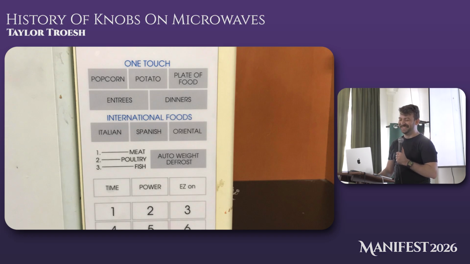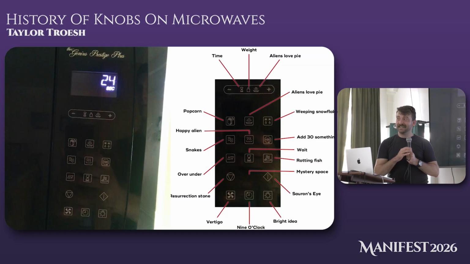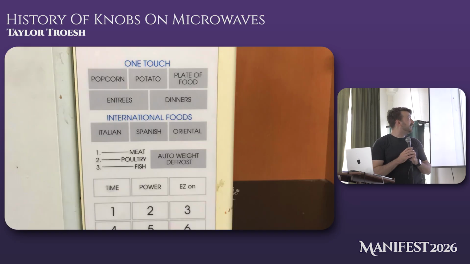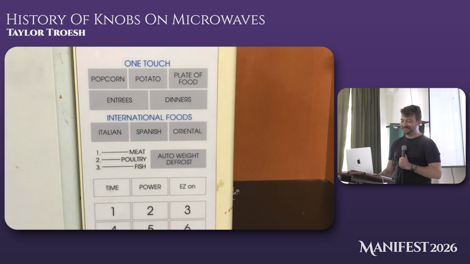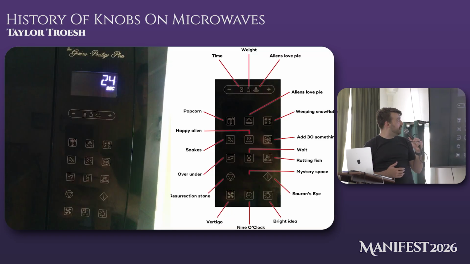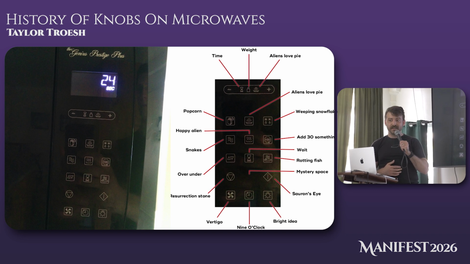The three genders. Oh, you have to read the instruction manual. Another hieroglyph gem. This was actually Genius Prestige Plus. This was an inverter microwave, I believe.